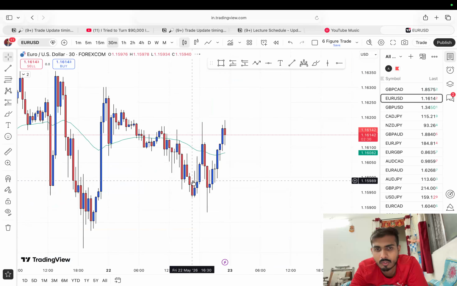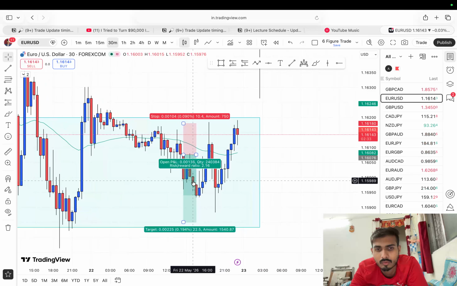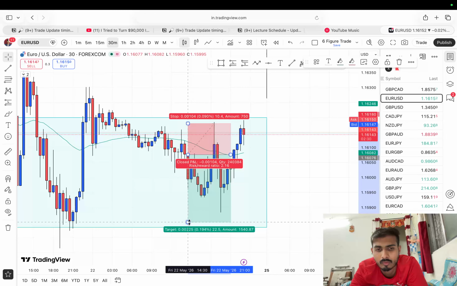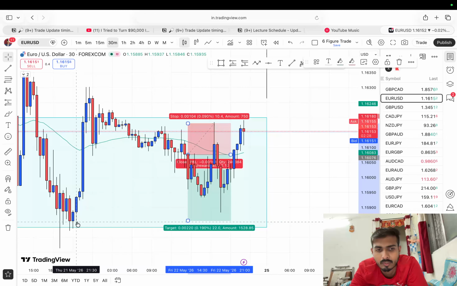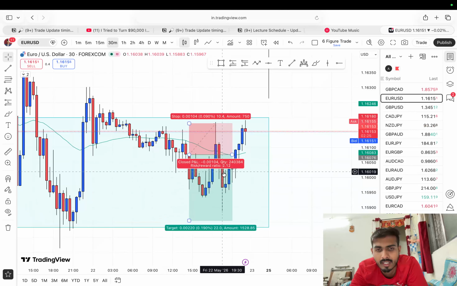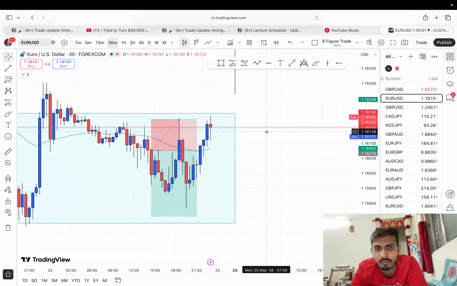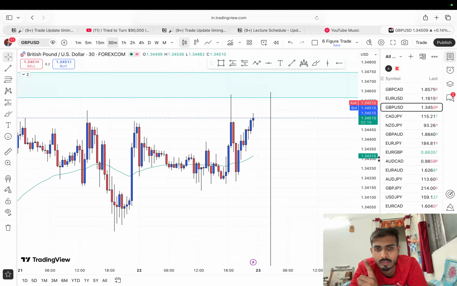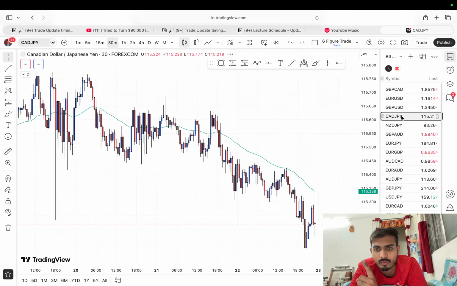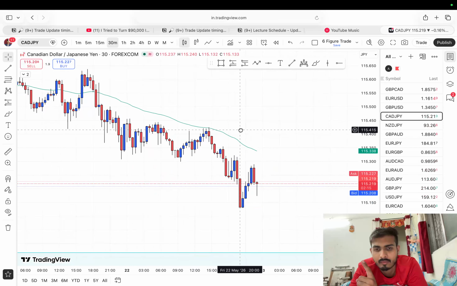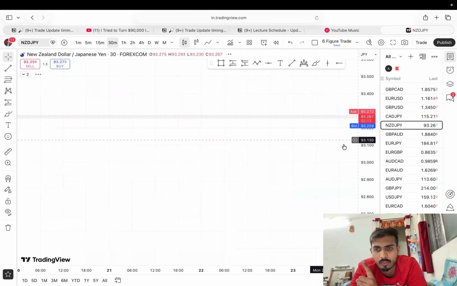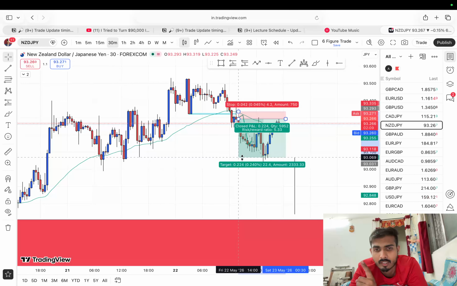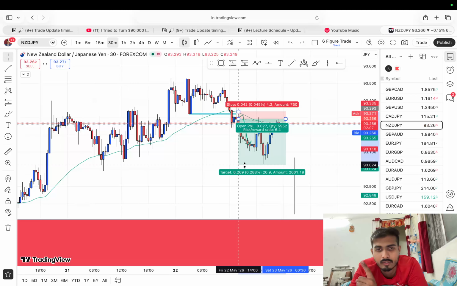Next is EUR USD. We were looking at this, and this will be the loss. This will be the take profit for sure, and this will be the loss, so there will be a first loss in this. GBP USD, we were not interested, did not take the trade. CAD JPY, not interested, haven't taken the trade. Oh, NZD nearly hit the take profit.